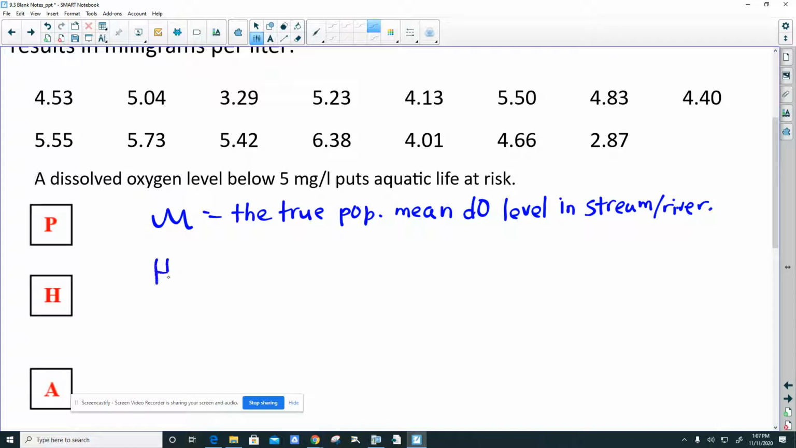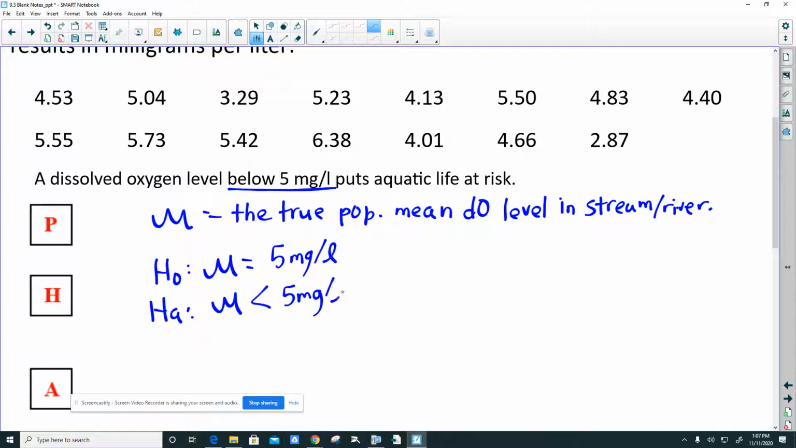All right, our null hypothesis. It says in order to support aquatic life, it's got to be 5 milligrams per liter. And so it mentions here, anything that's below that puts the aquatic life at risk. So my alternative is going to be less than 5 milligrams per liter. We're going to set an alpha level of 0.05.